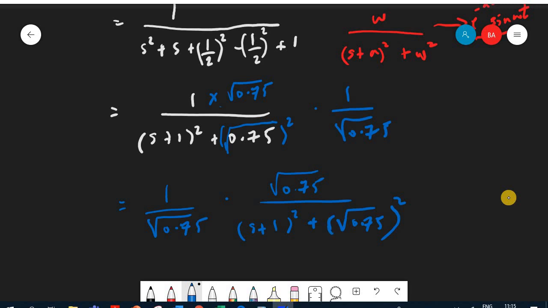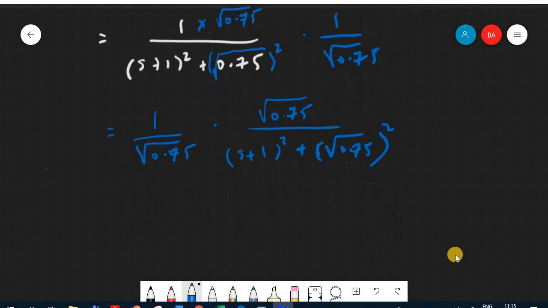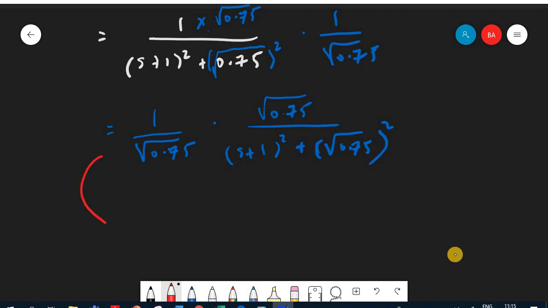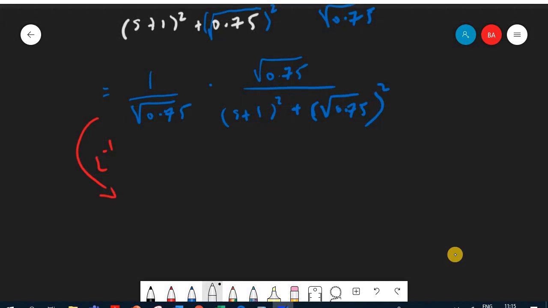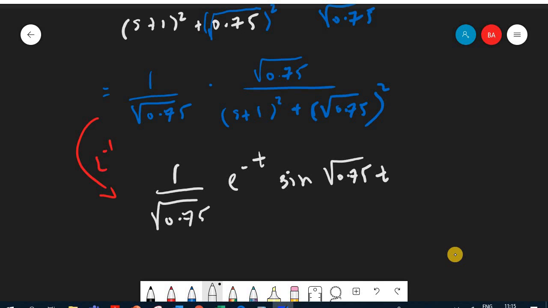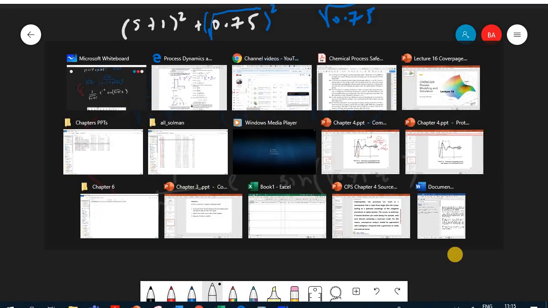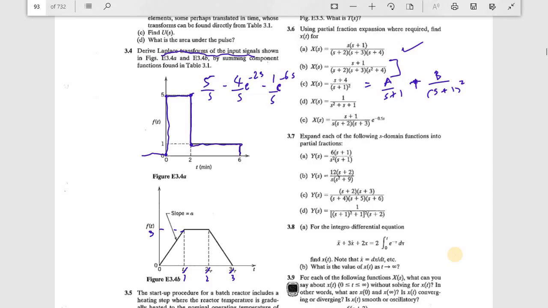And if you can see this number, this is 0.75, right? As we obtained earlier, here 0.75, so this is 0.75. And now when you do your Laplace inversion, you're going to get a value of the following, which is 1 over square root of 0.75, and this is e to the power minus at, which is e to the power minus 1t, into sine omega here is 0.75t. Okay, so that is the solution of this part here, and actually it was a very good practice.